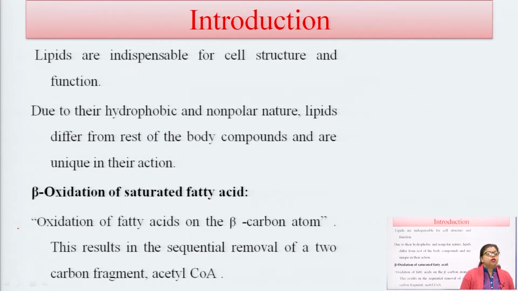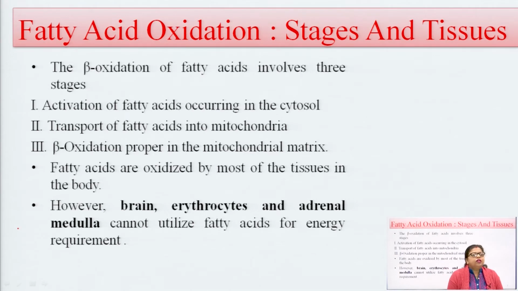So, beta oxidation is the oxidation of fatty acid at the beta carbon atom or beta position. This results in the sequential removal of two-carbon fragments as acetyl coenzyme A. Beta oxidation of fatty acid basically involves three different stages. The first is activation of the fatty acid, occurring in the cytosol; the second is transport of the fatty acid into the mitochondria; and the third is beta oxidation proper in the mitochondrial matrix.